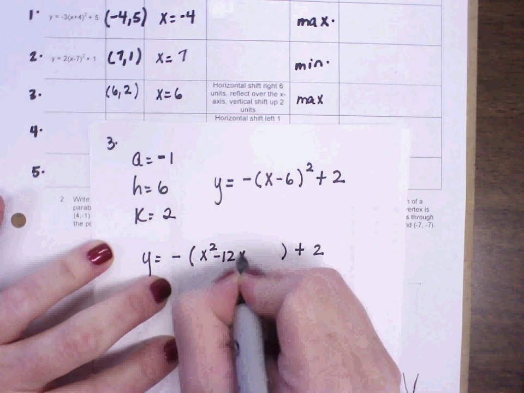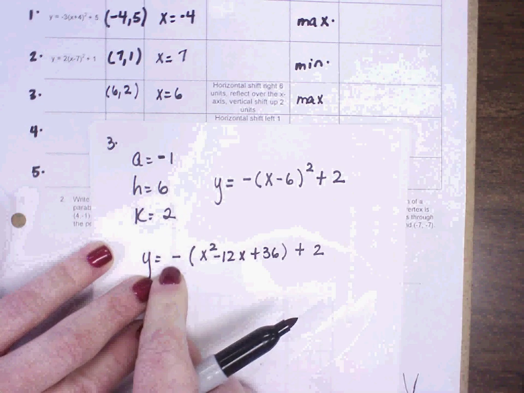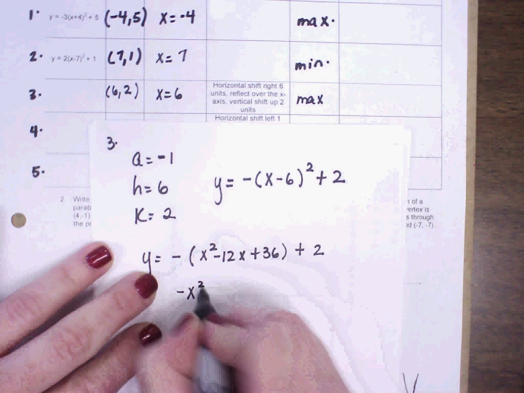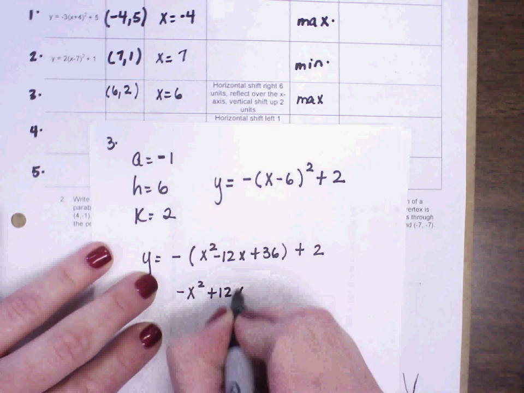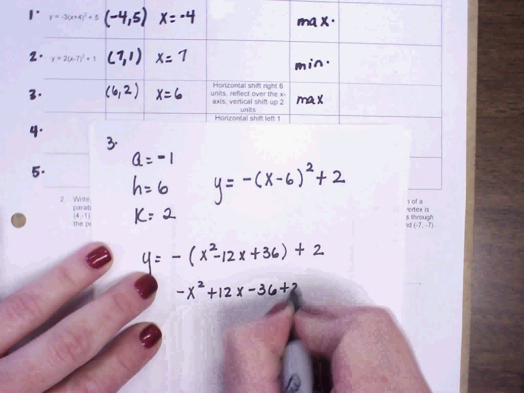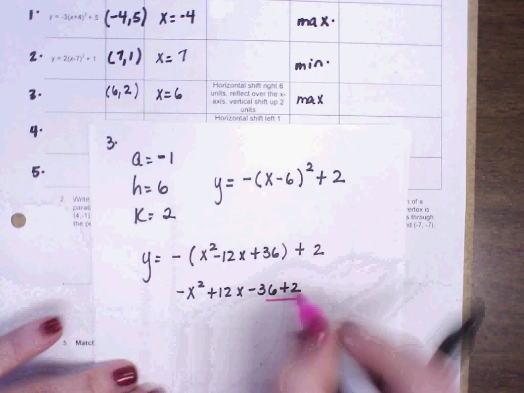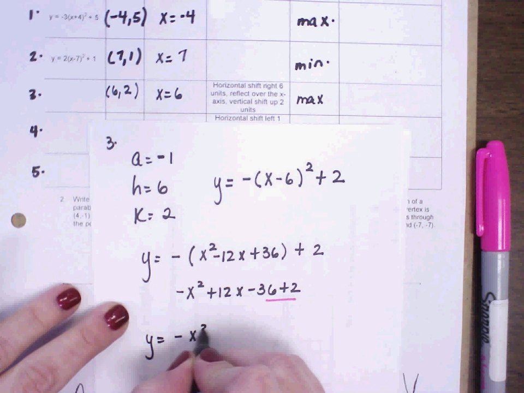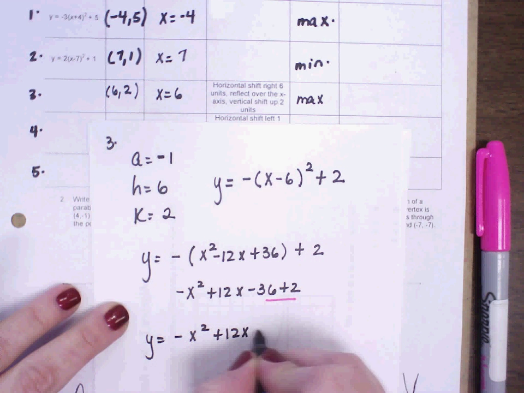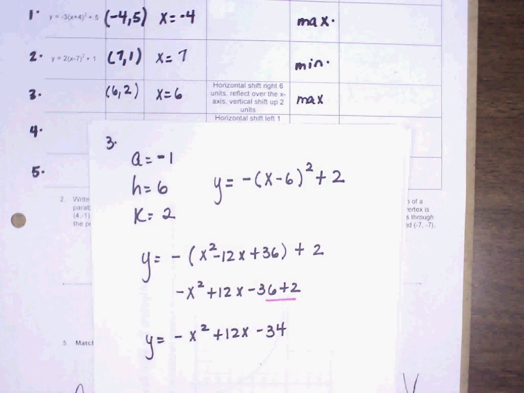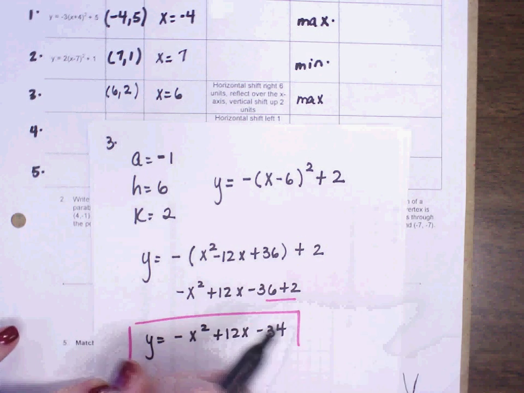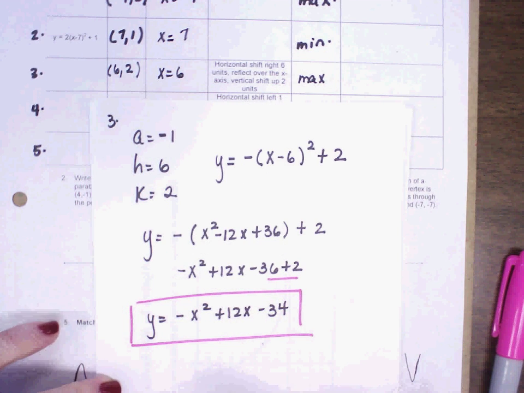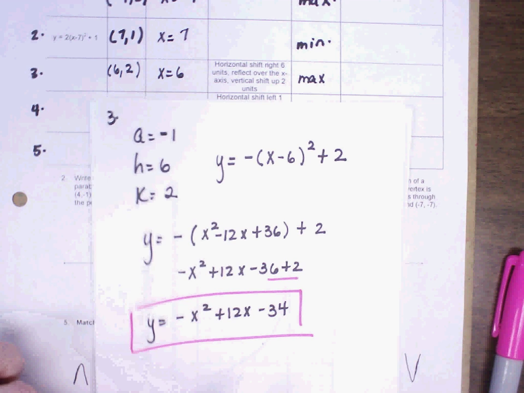Alright, so what do we got? X squared minus 12x plus 36. Now that negative is going to change everything into its opposite, right? So that would be negative x squared plus 12x minus 36 plus 2. I can put those two together. And y equals negative x squared plus 12x minus 34. Are we good?